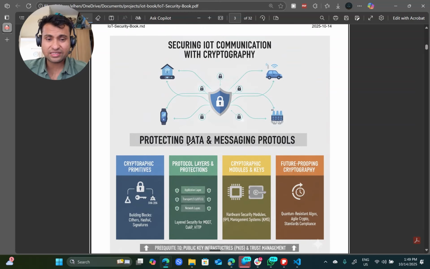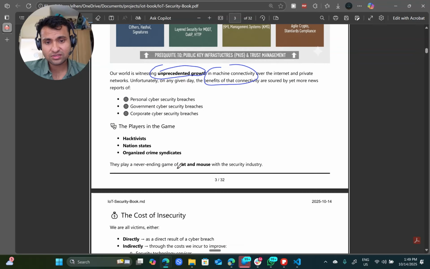So what we see here is that it is very important, with this connected world, that there are certain cryptographic primitives, and then there are protocol layers and protections which will help us actually implement the IoT cryptography. And what will be the components, the modules and the keys which will be involved, and how we can future proof ourselves for all this.